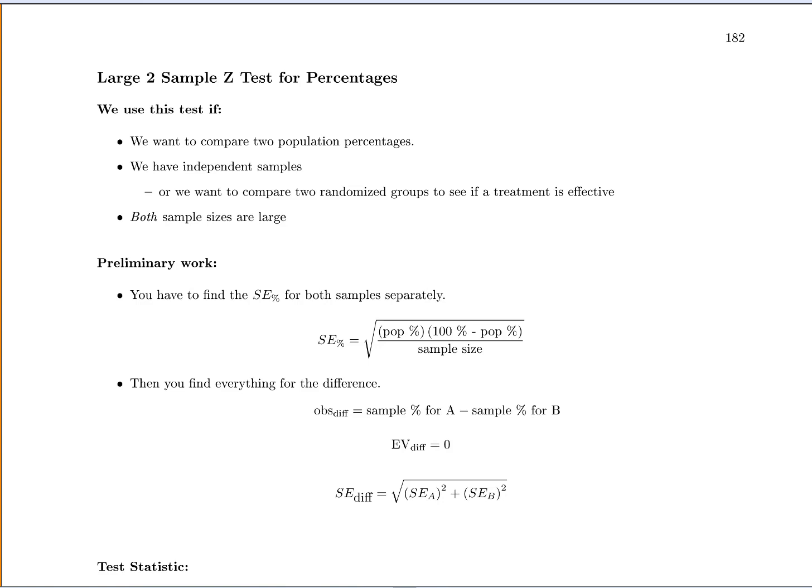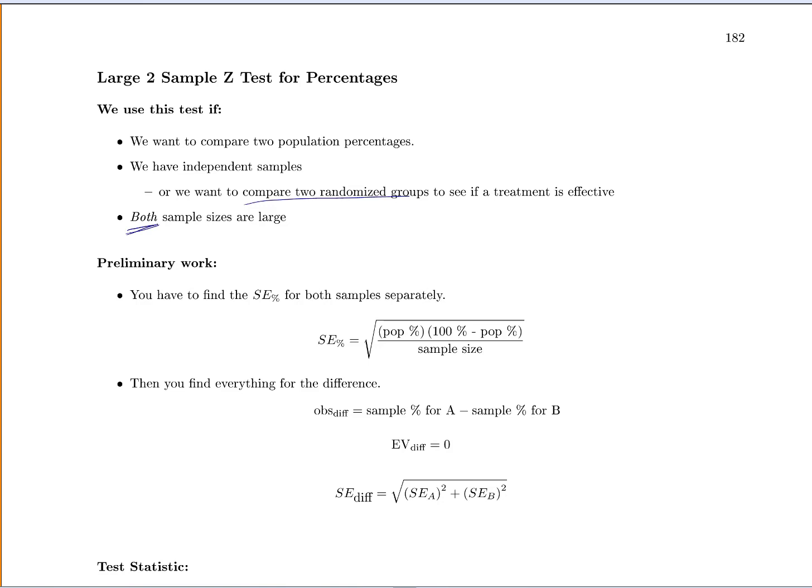So we use this test if we want to compare two population percentages. And we have to have independent samples, or we can compare two randomized groups to see if a treatment's effective. The way it works if you compare two randomized groups is you have a little bit of bias in one direction because they're not independent samples, but then you have a little bit of bias back in the other direction, so it kind of cancels out and it works. So theoretically, you have to have two independent samples or compare two randomized groups. And you have to have both sample sizes to be large.